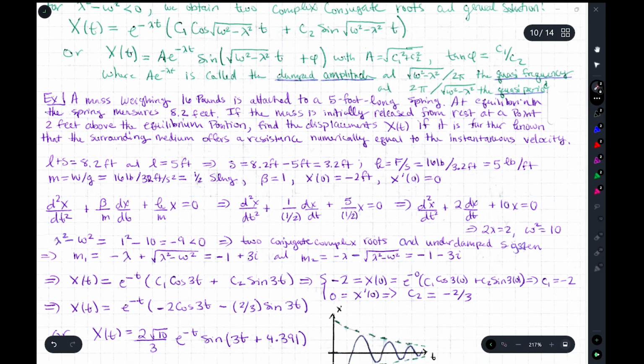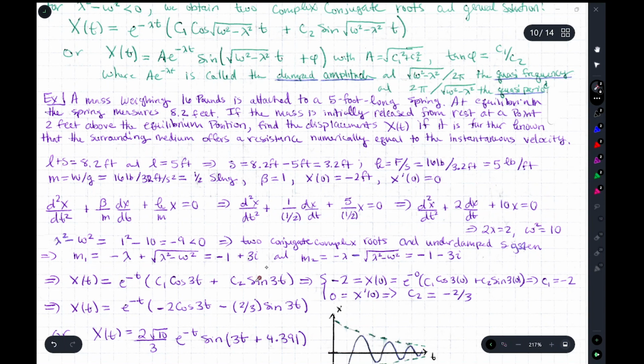So the mass then is the weight over gravity. Gravity here, the acceleration due to gravity is 32 feet per second squared. You get half a slug, okay? And so we got our parameters. We plug them into our differential equation. Well, here goes our differential equation.